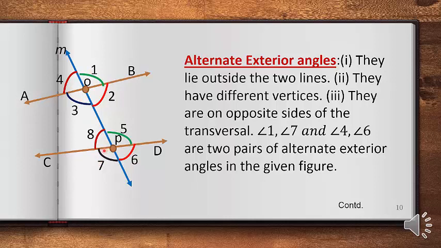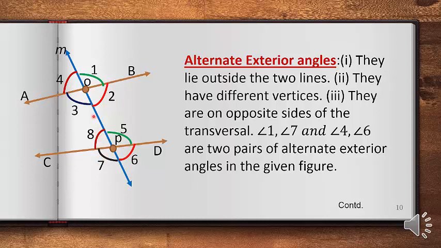And also angle 1 and angle 7 are on either side of the transversal. Hence angle 1 and angle 7 form a pair of alternate exterior angles.